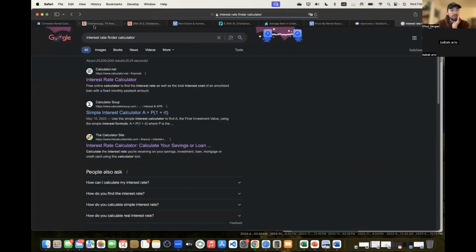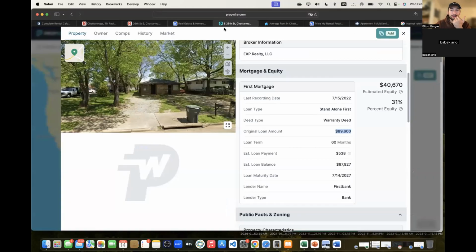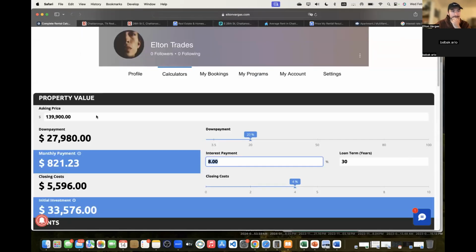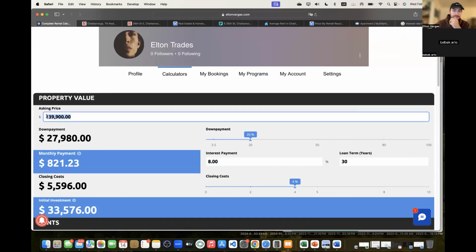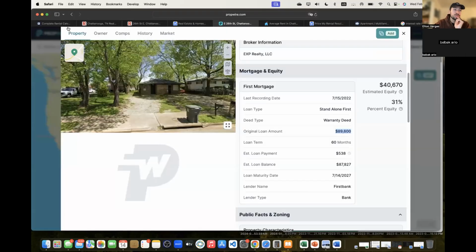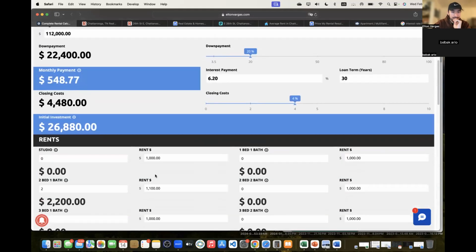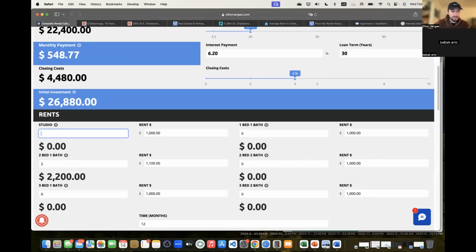Well, regardless, I want to figure out what that rate is. Here, let me put it over here. $112,000. They did 20%. Rate, I'm going to go with 6.5. 566, almost. Okay, 6.2. Yep. I'm going to play it safe and go with the 6.2 interest rate. And then I'm going to play with the numbers over here.